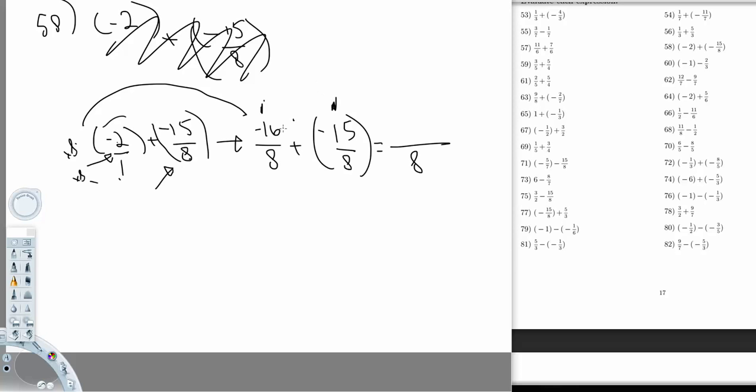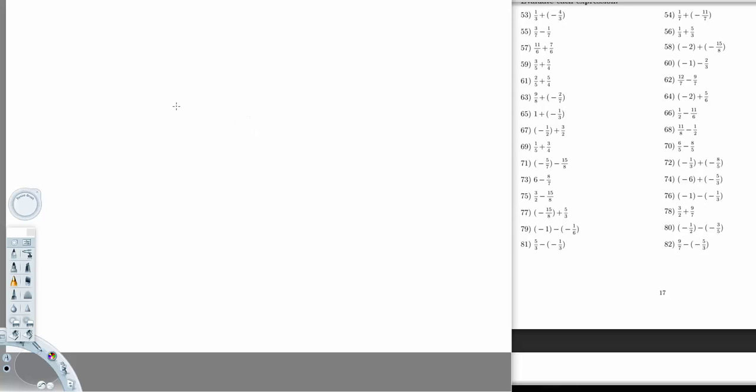Now when you have the same signs, you add together and you put the sign here. So it'd be 16 plus 15 equals 31. Put that here, minus 31. So that is the answer to that.